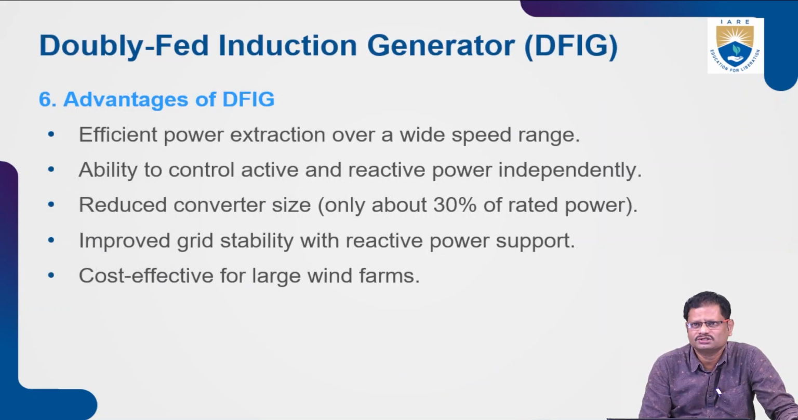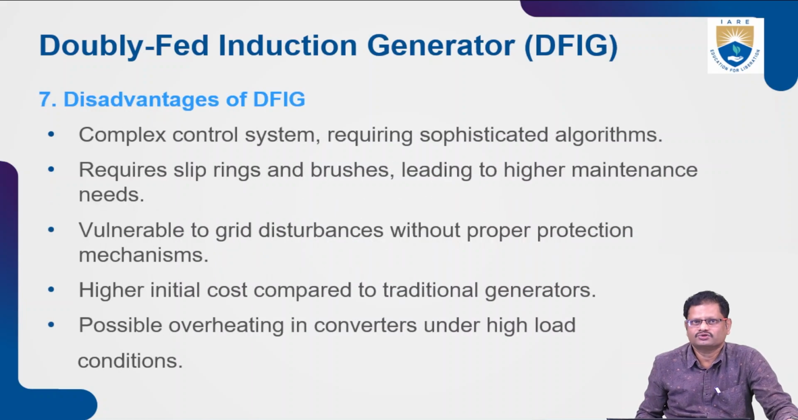Advantages of this DFIG: efficient power extraction over a wide speed range in wind turbines. Ability to control active and reactive power independently. We can control active and reactive power. So it reduces the converter size. Grid stability is improved and it is cost effective for large wind farms.